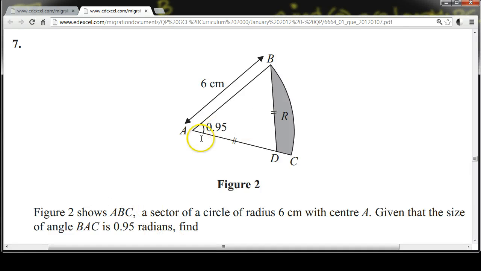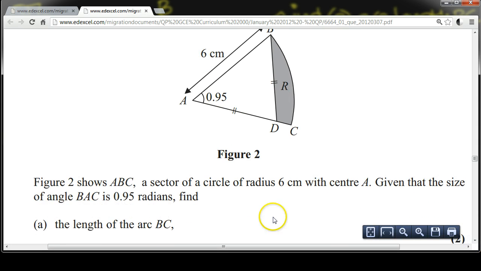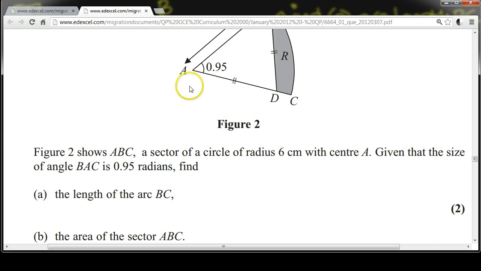Figure 2 shows ABC, a sector of a circle of radius 6 centimeters with center A. Given that the size of the angle BAC is 0.95 radians, find the length of the arc BC, the area of the sector ABC.